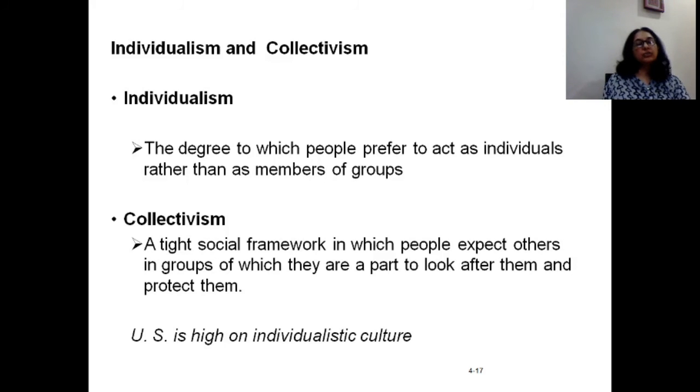Similarly, you will find India is a collectivist culture where the major decisions are taken by people who are higher in the hierarchy, and again, it is not an individualistic culture where individuals can take their own decisions and have their own ways.